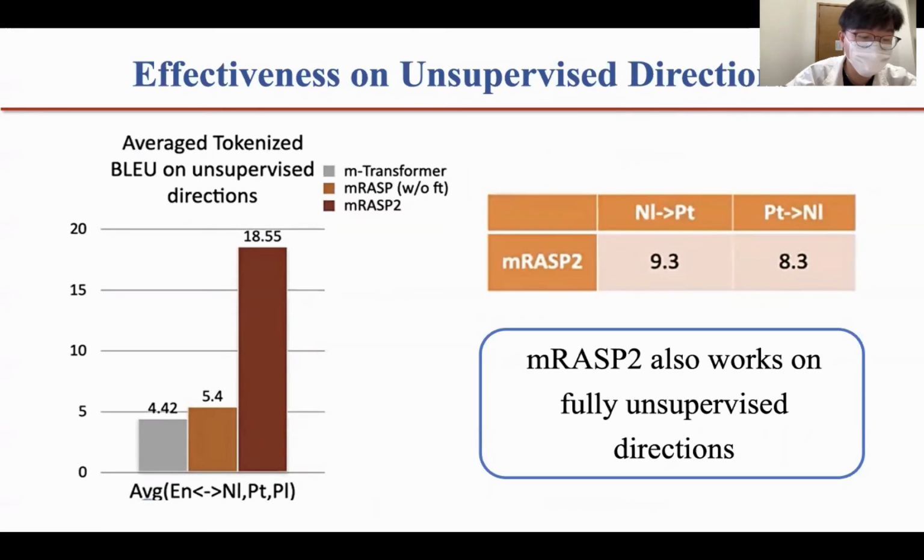And the second is the unsupervised direction. We previously added three languages to the dataset, but mRASP2 has still achieved good results in the translation between English and these three languages. Moreover, when the source and the target only exist in monolingual data, although the performance of mRASP2 is just average, the effect has been unexpected.